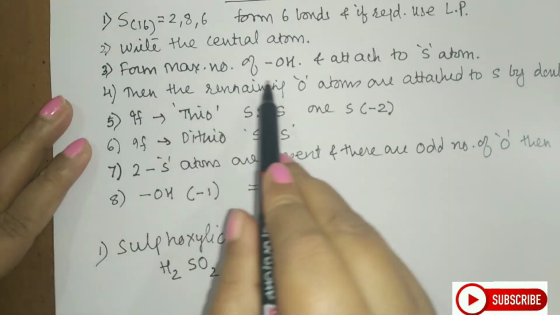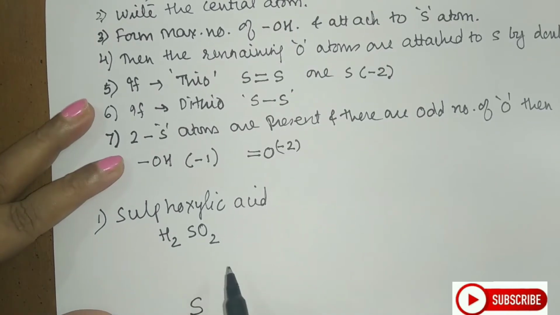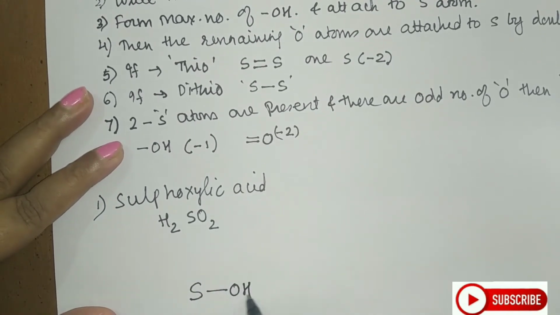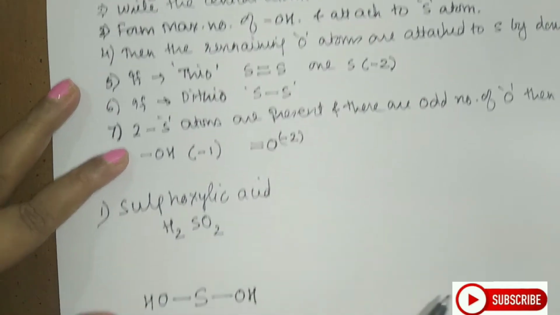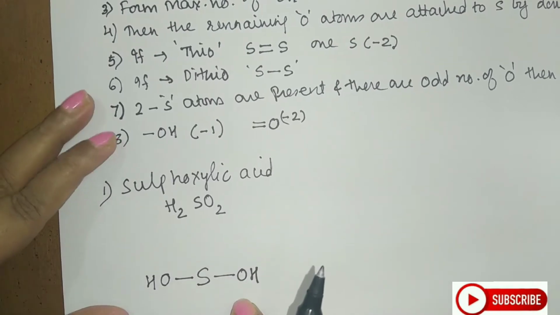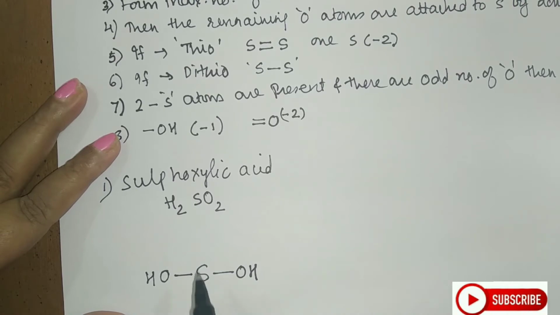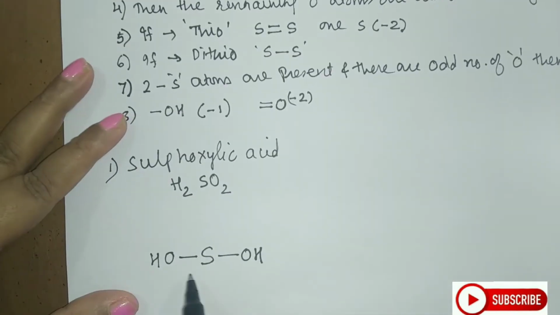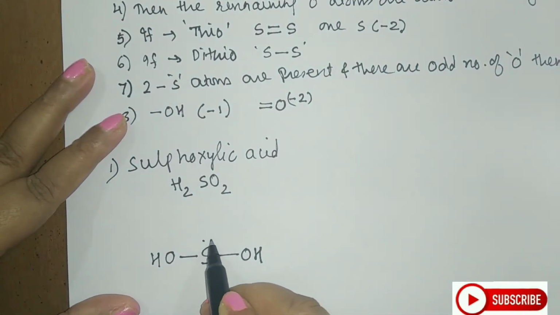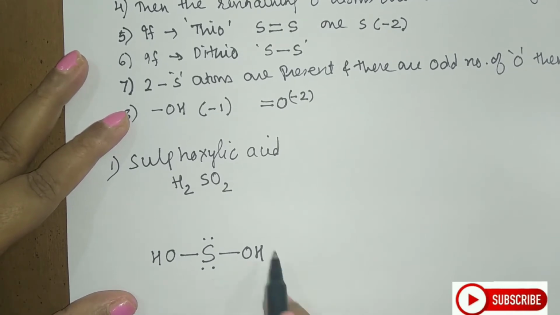You have to form the maximum number of OH groups. Here, if you see, there are 2 hydrogen and 2 oxygen. So, maximum 2 OH groups I can form. So, attach the 2 OH groups to sulfur in this way. Now, no more atom is present. So, this is the structure for sulfoxylic acid. Now, if I see the number of bonds, there are only 2 bonds. That is 1, 2. So, let us complete the 6 bond maximum capacity of sulfur. So, it is 1, 2, 3, 4, 5 and 6. Means there are 2 lone pairs on sulfur in sulfoxylic acid.